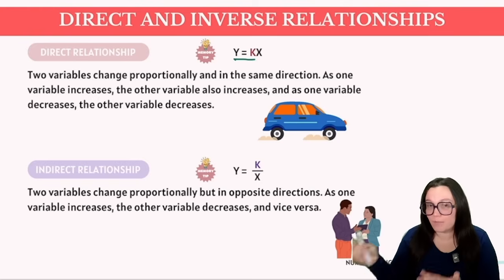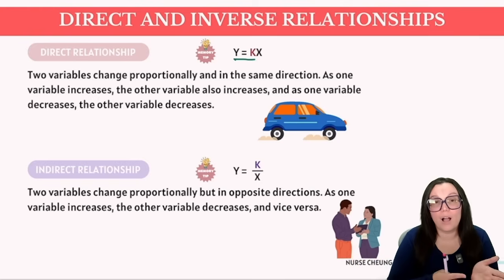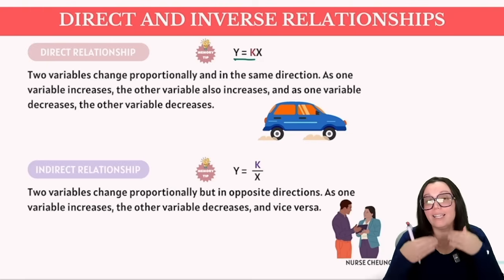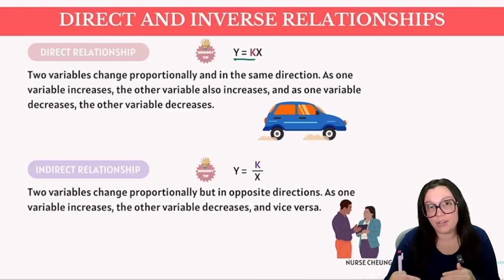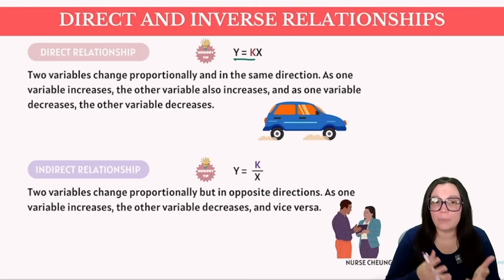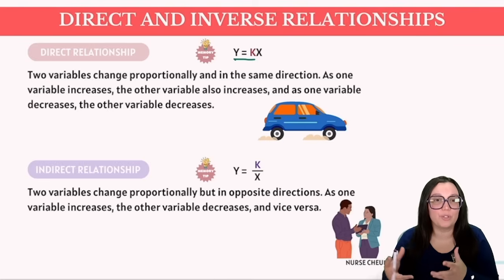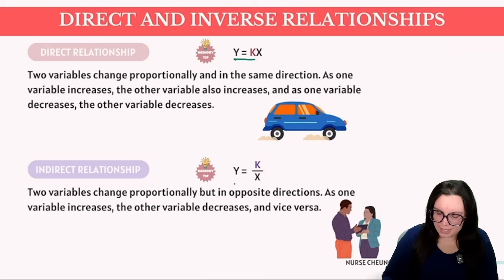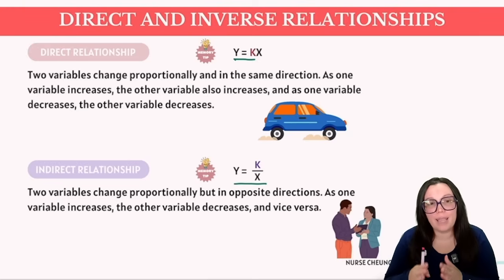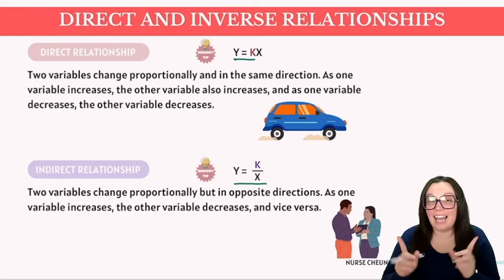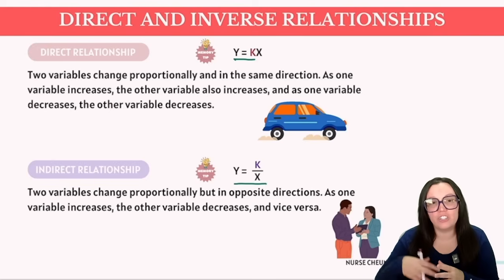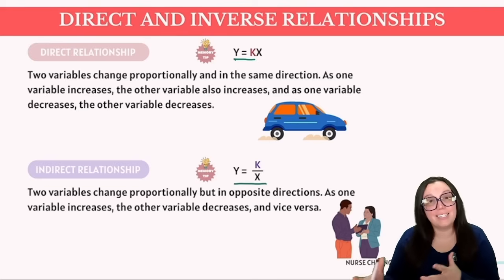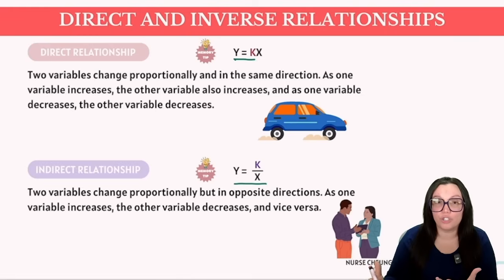In contrast to direct proportionality, when we say that y is inversely proportional to x, we're describing a situation where as y increases, x is going to decrease and vice versa. The mathematical representation for indirect or inverse proportionality relationships is y is equal to k over x, where k remains our proportionality constant. However, in this formula, k is positioned above x in a fraction, signifying the inverse relationship.